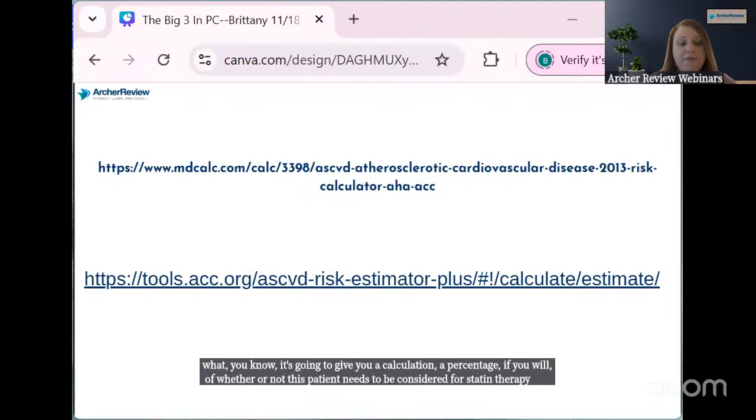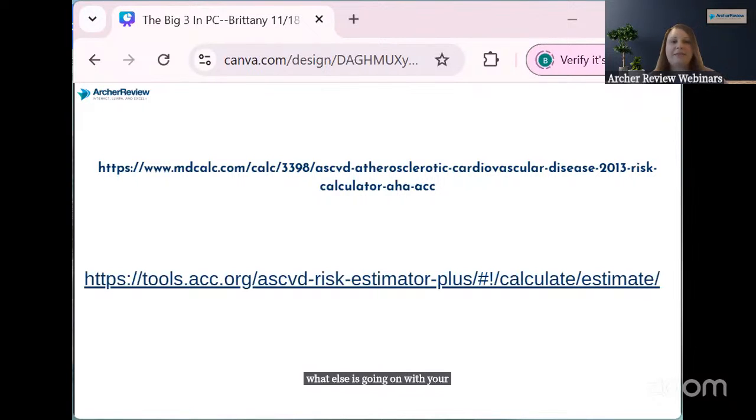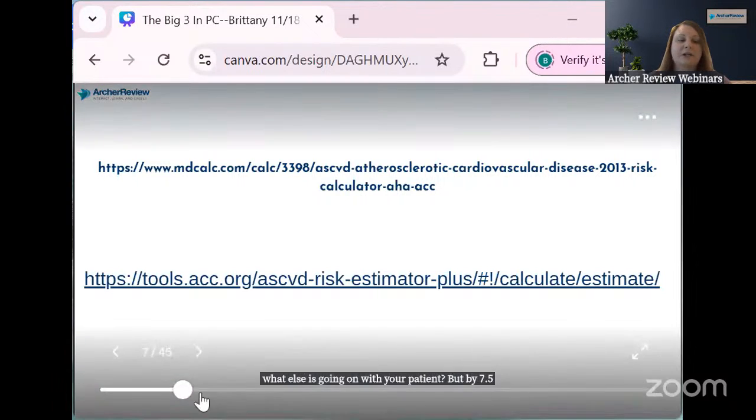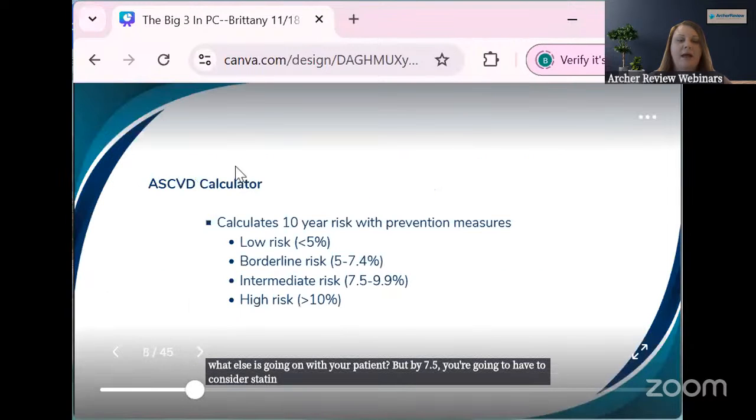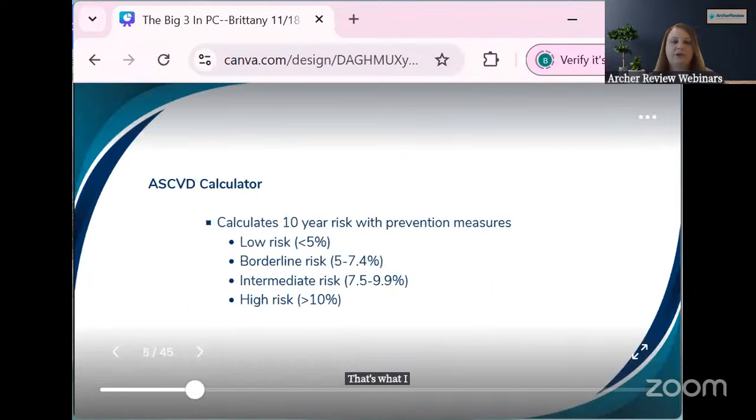It's going to start advising you to give statins around 5.5 to 7.5, depending on what else is going on with your patient. But by 7.5, you're going to have to consider statin therapy. So that's what I've got on this list for you here.